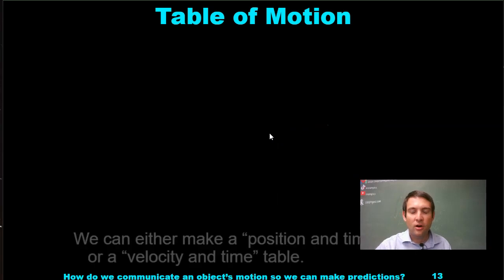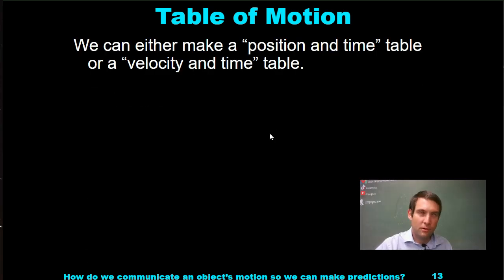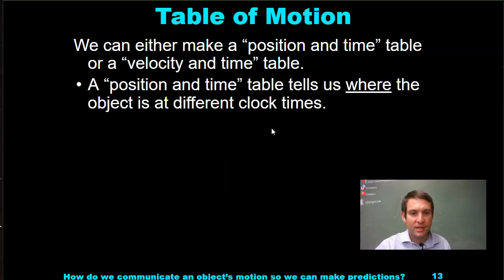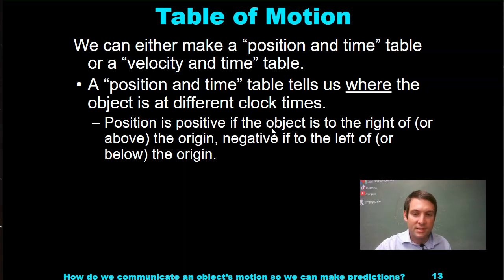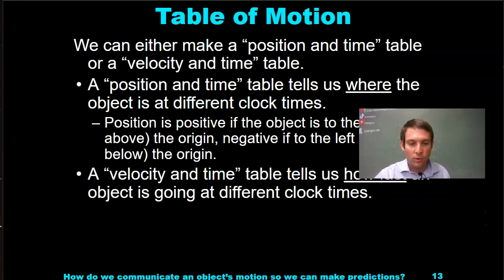They're easy to make but difficult to use, as you already saw last lesson. We can make a position and time table or a velocity and time table. A position and time table tells us where the object is at different times. Position is positive if the object is going to the right or above the origin, negative if it's to the left or below the origin.